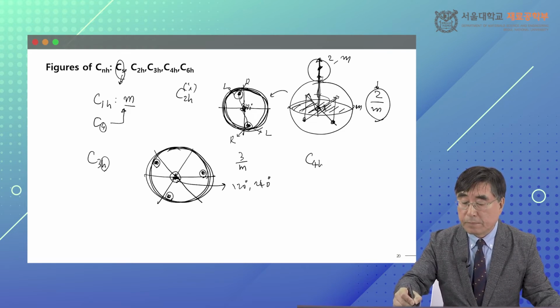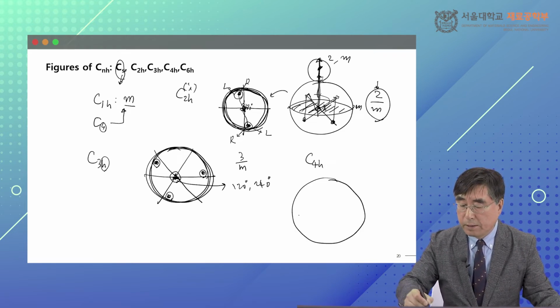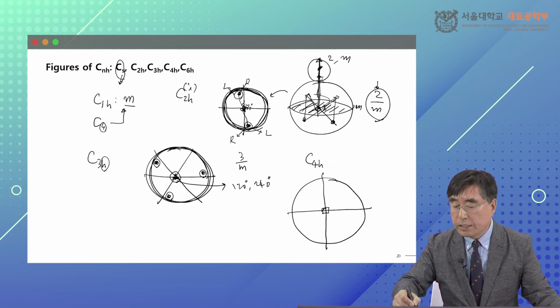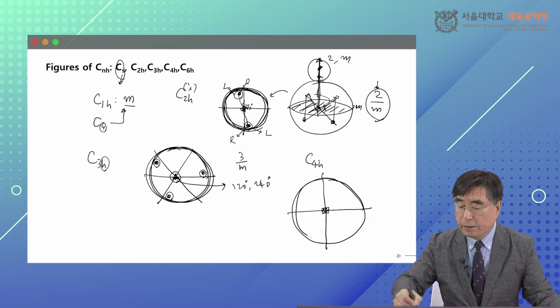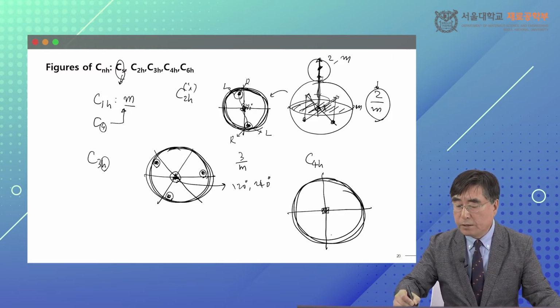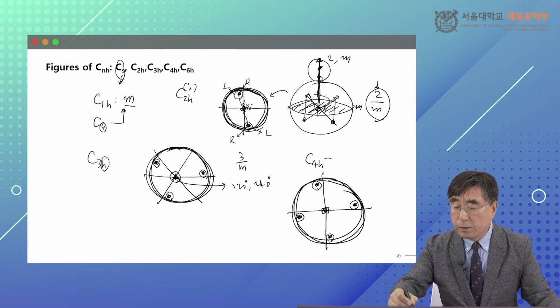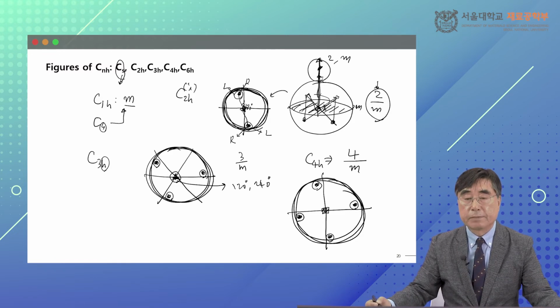C4H, again, so there is fourfold cyclic rotation operation, and this one has a horizontal mirror plane. So what you do is just four 90-degree rotation operations, and the mirror plane makes a down pole, left hand. International symbol-wise, one axis has both fourfold and mirror plane.